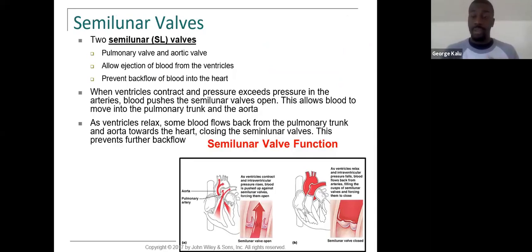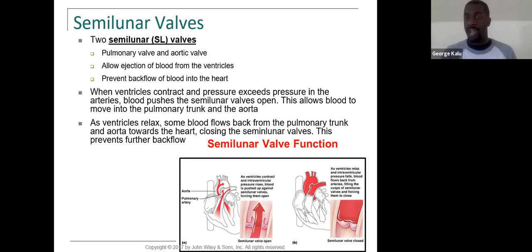When the ventricles contract, the pressure inside the ventricles is eventually going to exceed the pressure inside those major arteries, the pulmonary trunk and the aorta. When that ventricular pressure increases past that point, it pushes the semilunar valves open and allows blood to eject into the pulmonary trunk and into the aorta.